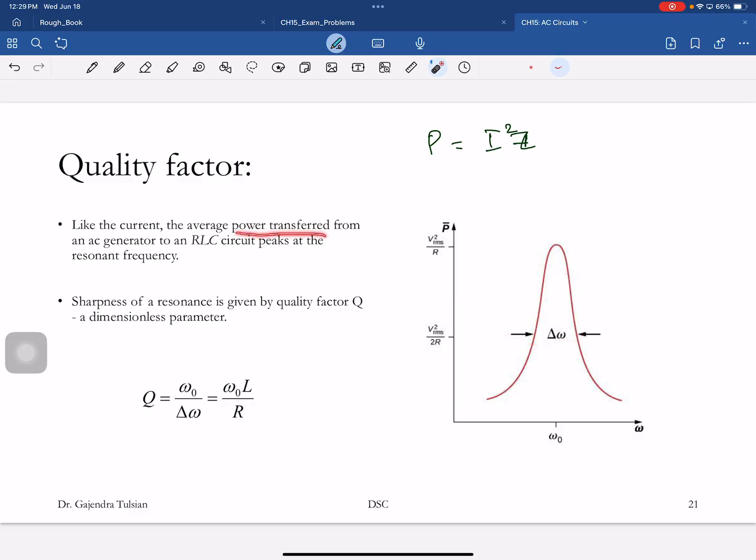Like the current, the average power transferred from the AC generator to the RLC circuit peaks at a resonant frequency. So at resonant frequency, what is the resonant frequency again? The highest current, I believe. Yeah, XL minus XC is 0, and current is max. Current amplitude is maximum.